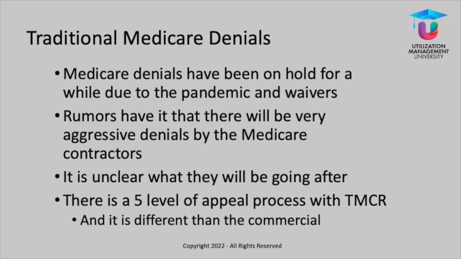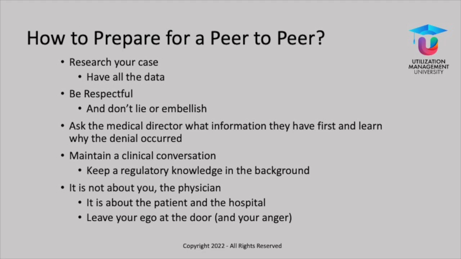Traditional Medicare denials have been on hold for a while due to the pandemic and waivers. Rumors have it, though, that there will be very aggressive denials by the Medicare contractors, and we are starting to see some of that. It is unclear what they will be going after, but suffice it to say, it should be aggressive and egregious. With traditional Medicare, there is a 5-level appeal process, which is much different from that on the commercial side. In order to be successful, preparation for a peer-to-peer is a time-consuming event.